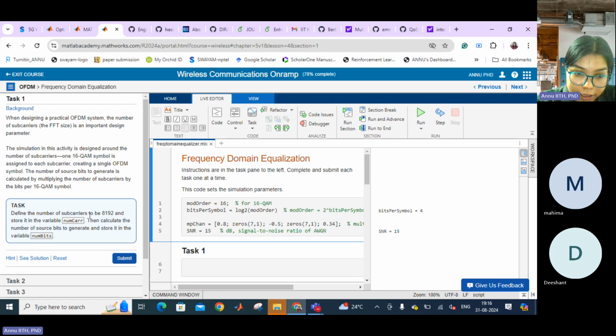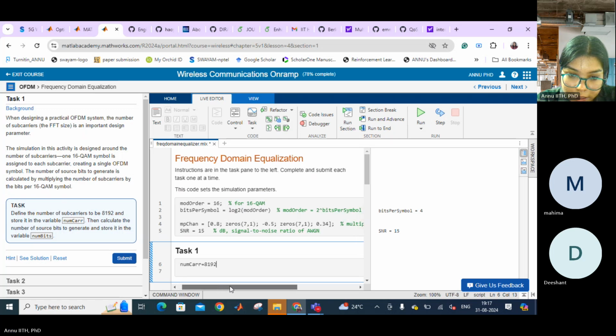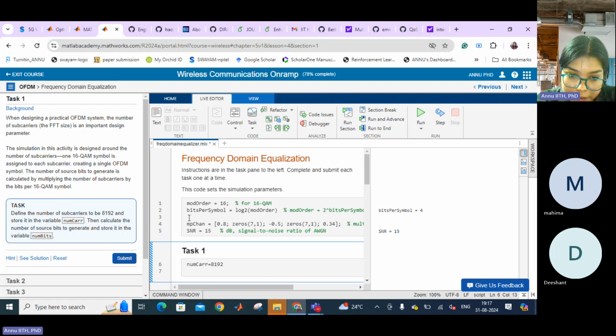So define the number of subcarriers as 8192 and store it in a variable named number of carriers. Let's first take modulation order equal to 16, with 4 bits per symbol. Then the multipath channel, this is the multipath channel: 0.8, then zeros 7, 0.2. Let's see this.